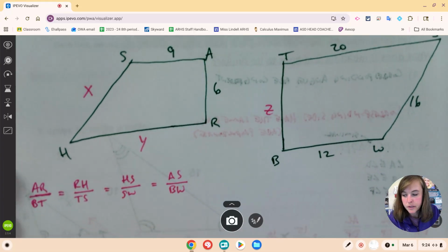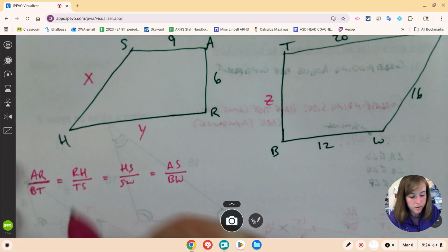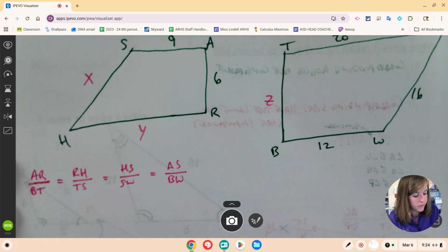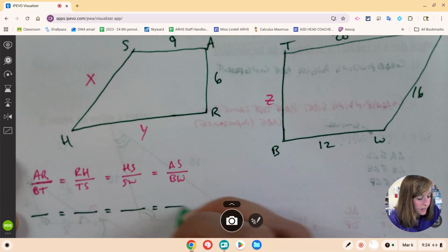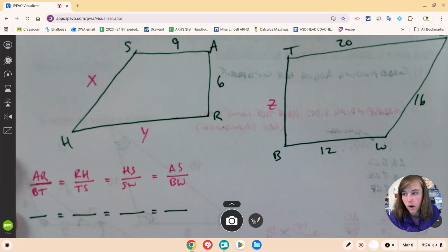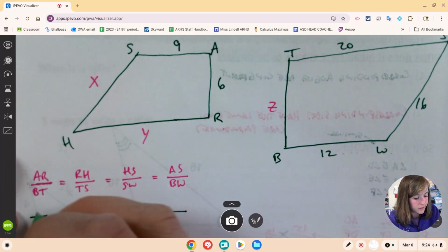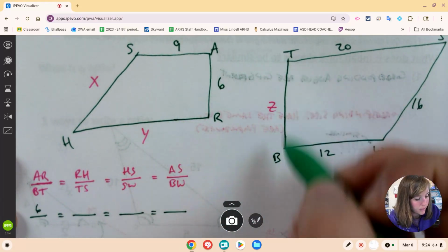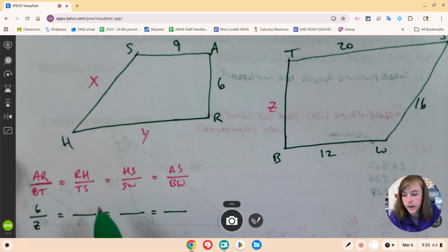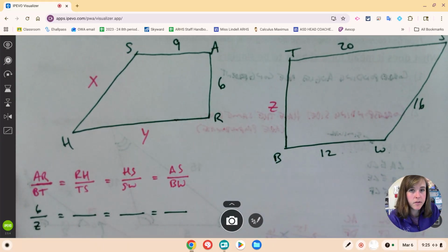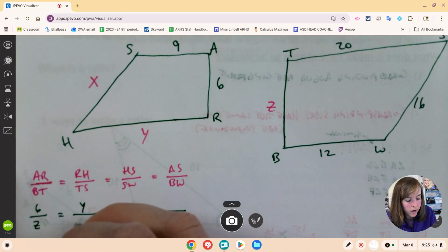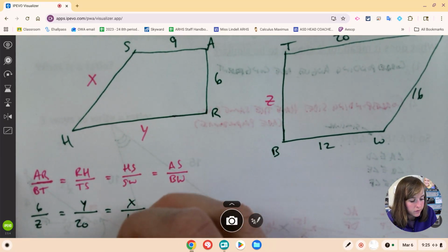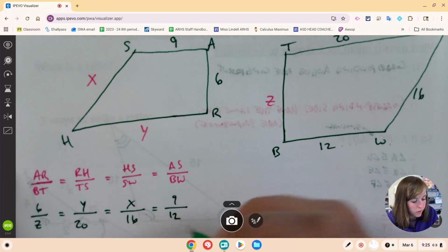Okay, step 2. We're going to take our ratios and we're going to replace the letters with numbers, and sometimes letters like X and Y. All right, so I'll do the first one. AR is 6, BT is Z. Go ahead and pause for a second, try filling in the rest of the ratios, and then come back and check your answer. All right, hopefully you did that. We should get Y over 20, X over 16, and 9 over 12.